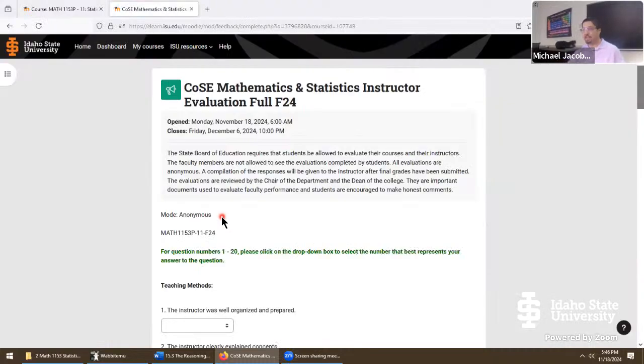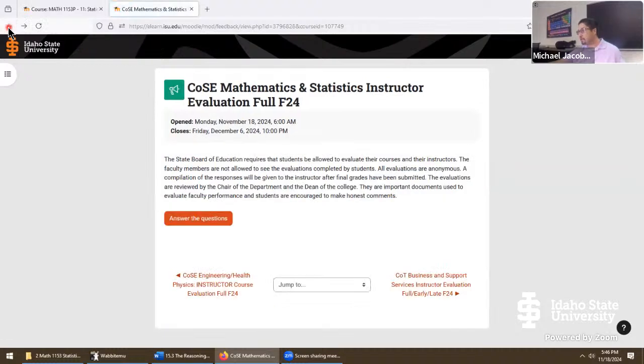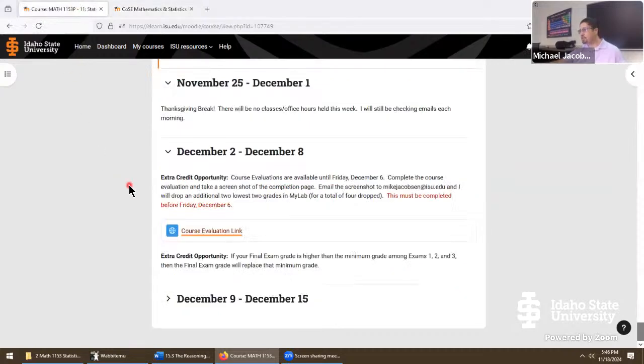I can't actually do this evaluation, so I'll back out of there. But once you complete all the questions and hit the submit button, it takes you to the thank you page that just says, thanks for submitting the course evaluation. If you take a screenshot of that page and email that screenshot to that email address, the same one a lot of people send their quizzes to, then that gives you the extra credit of dropping an additional 2 lowest grades in my lab, for a total of 4 dropped in the semester.